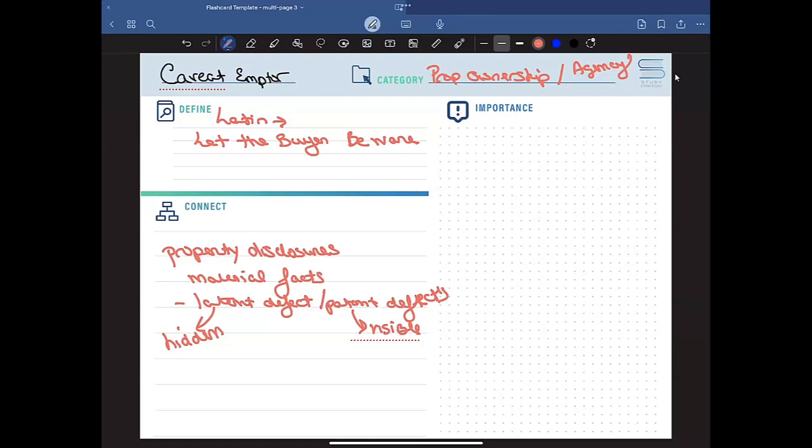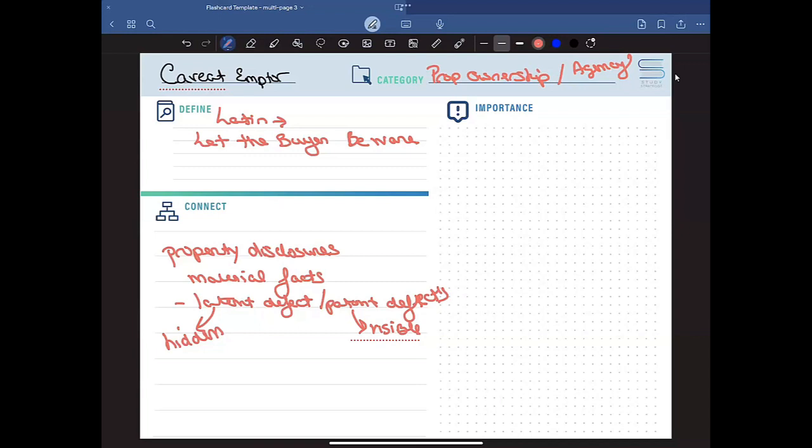I don't know why it's called patent leather, but whenever I think of patent, I think of just wanting to show off my shiny shoes. So patent defects are the ones that are shown off, the ones that you can see that people can find. Latent is the opposite.